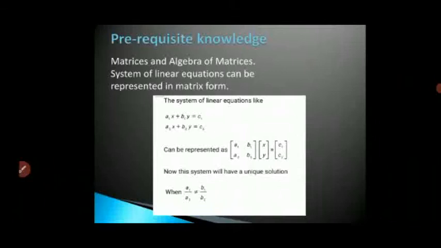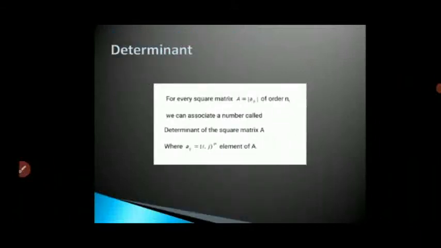The system of linear equations like a1x plus b1y is equal to c1 and a2x plus b2y is equal to c2 can be represented as the matrix a1 b1, a2 b2, times the column matrix x y, which is equal to c1 c2. Now this system will have a unique solution when a1 upon a2 is not equal to b1 upon b2. This is known to you.